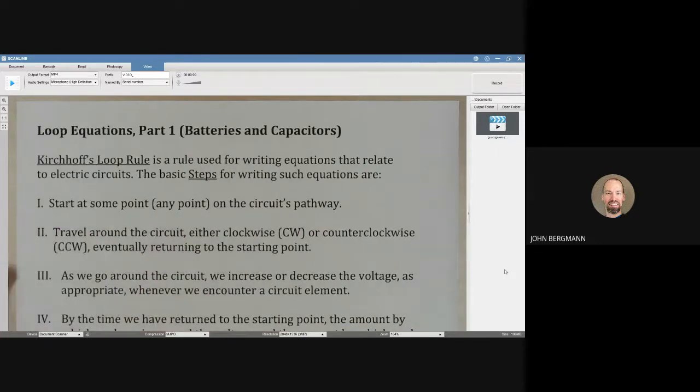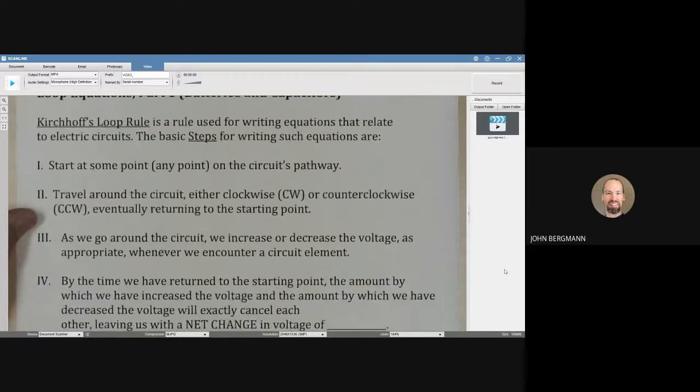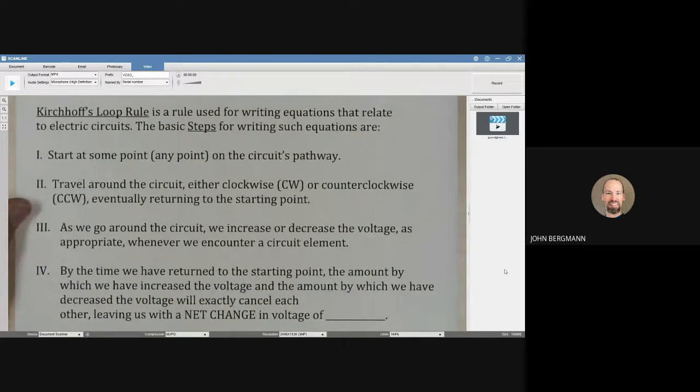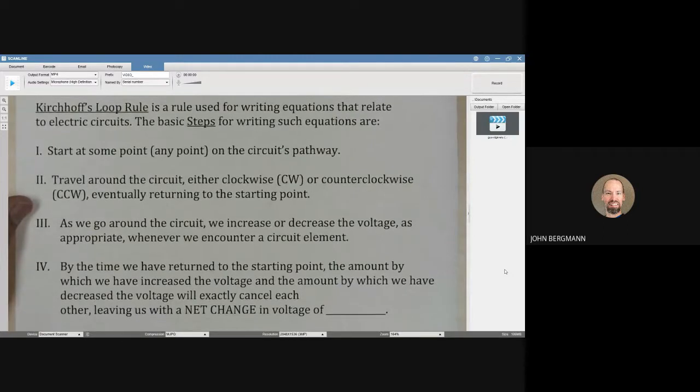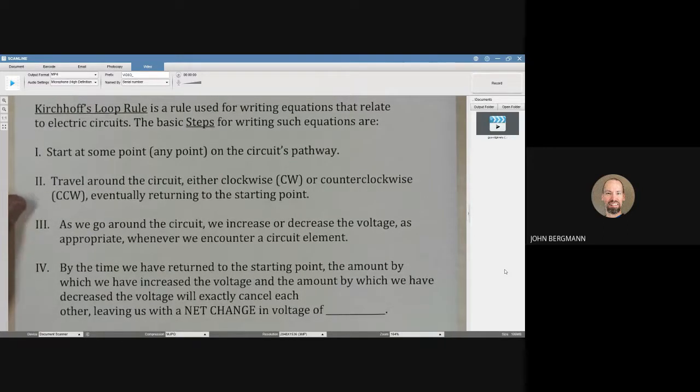Kirchhoff's loop rule is a rule used for writing equations that relate to electric circuits. The basic steps for writing such equations are as follows. Start at some point, any point, on the circuit's pathway. Travel around the circuit, either clockwise or counterclockwise, eventually returning to the starting point.